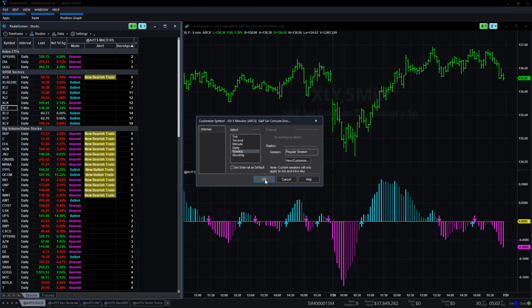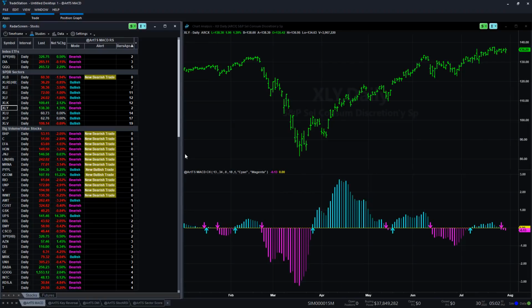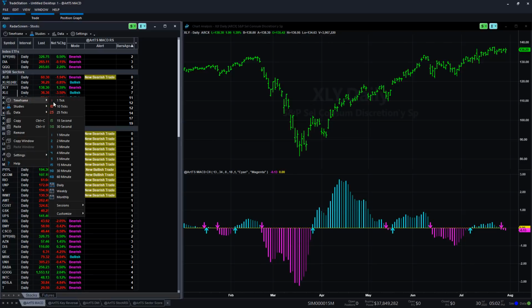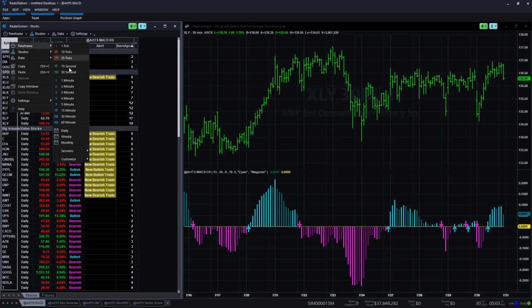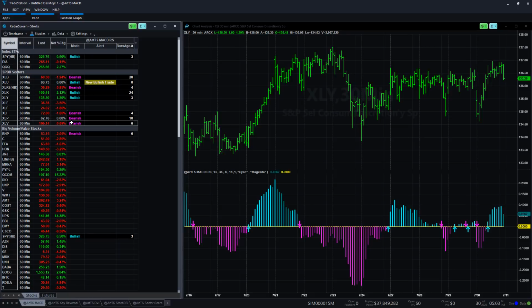Go back to daily. I can do that for a list of symbols. I can highlight a bunch of symbols, go to time frame. These are 30-minute. So just those symbols become 30-minute. And I can look at MACD here in RadarScreen at 30 minutes and in the chart. Or I can right-click on the symbol column heading and go to time frame and change all the symbols at one time. Now they're all 60-minute charts.